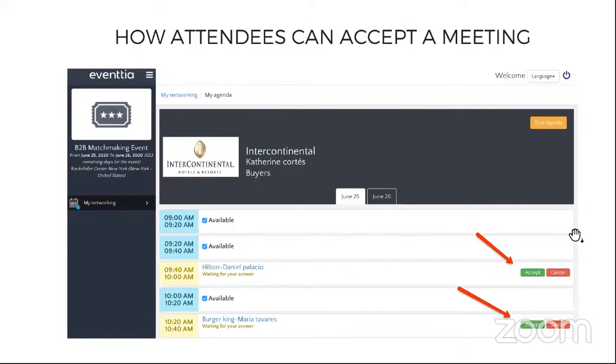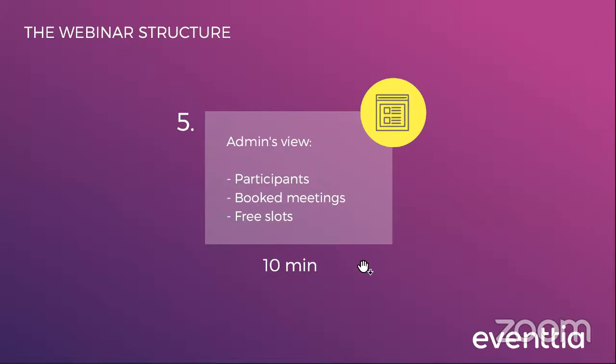And then for accepting a meeting, I will open my agenda and I will see the options to accept or cancel the meetings. So if I click here on accept meeting, I will of course accept it, and it's going to pass from yellow to purple here. So that's it for what your attendees are going to view.